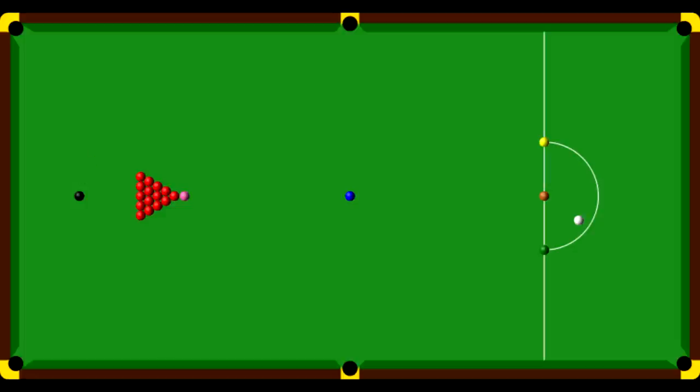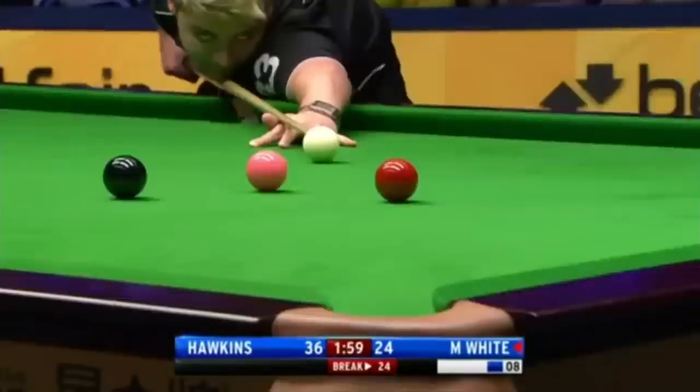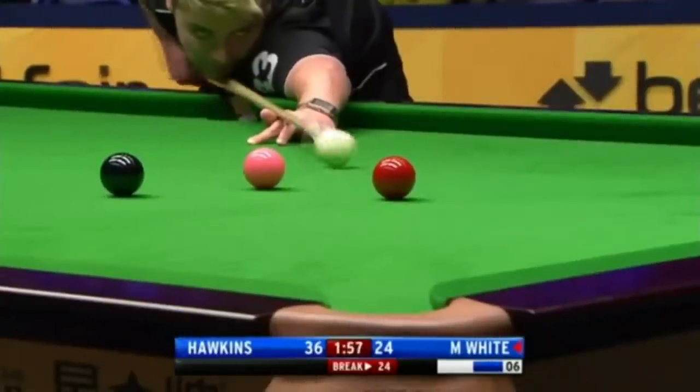While there are some exceptions, the general rule in snooker is that you must first pot a red ball before potting a coloured ball. The choice of colour is always yours to make, so red, colour, red, colour, and so on.